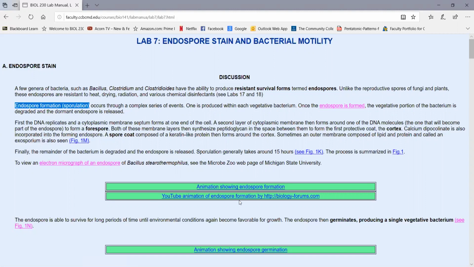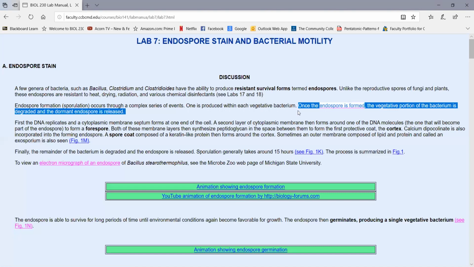But eventually, each single vegetative bacterium, a vegetative bacterium being either one that doesn't have endospores or one that's in the process of producing endospores, produces a single spore within the bacterium. Once the endospore is formed, the vegetative portion of the bacterium, the remainder of the bacterium, is degraded and the dormant endospore is released. Sporulation generally takes about 15 hours. And here's a nice electron micrograph of an endospore of Bacillus thermophilus.